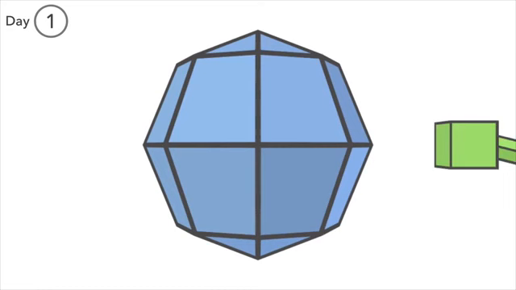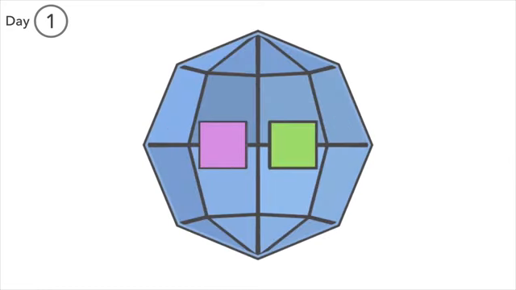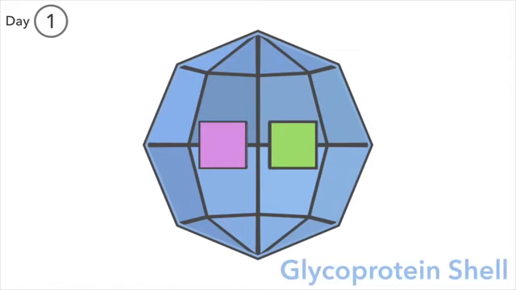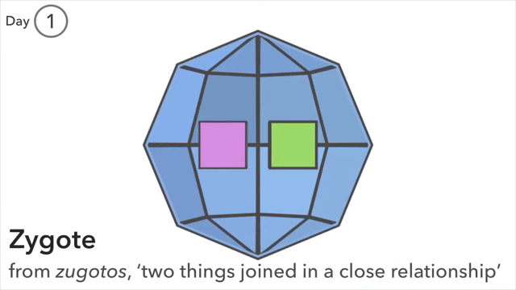Day 1. The egg is invaded by a sperm, together forming the zygote. It contains male and female pronuclei. Its cytoplasm is surrounded by a tough glycoprotein shell. Zygote means two things joined in a close relationship because sperm and egg have joined to become one cell.